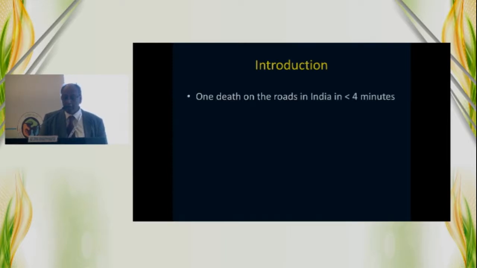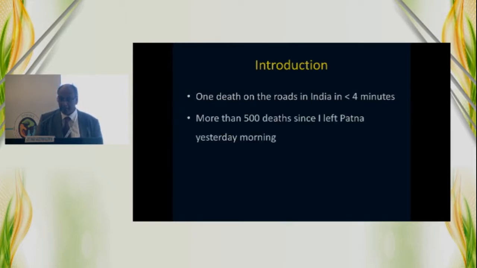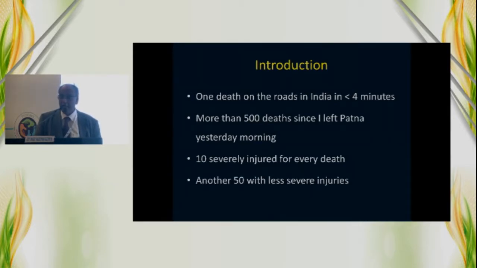So we really need to know that India has become the road traffic accident capital of the world, and one person dies on the road almost every 3 minutes. And that means that since I left Patna yesterday morning, more than 500 people would have died on the roads in India. For every one that dies, there are 10 who are severely injured and another 50 who have less severe injuries. So there's a huge load of trauma patients that we have to deal with.